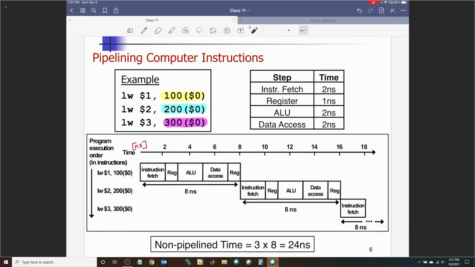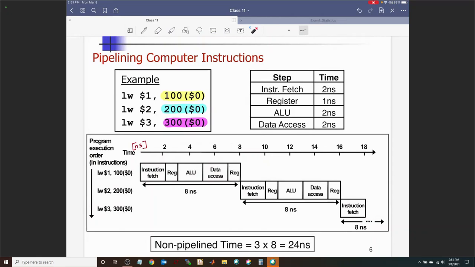And your y-axis over here is program execution order, right? So you have load word, first one, second one, third one. Those are instructions over there. The first load word instruction uses all the 5 stages: instruction fetch, register access, ALU, data access, because you need to read the memory, then register, because you need to write into the register file. All 5 stages are being used.